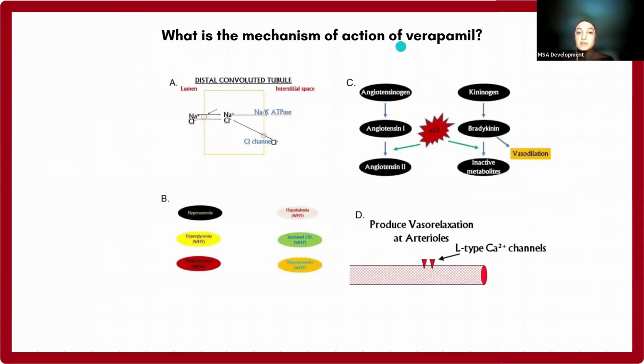Last question. What is the mechanism of action of verapamil? It's D, because verapamil is a calcium channel blocker and it acts on L-type calcium channels.